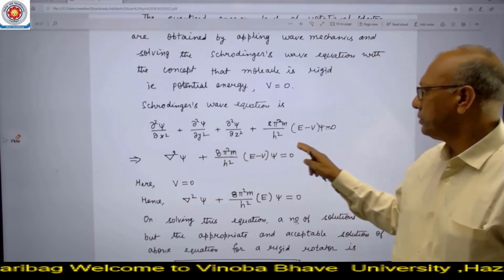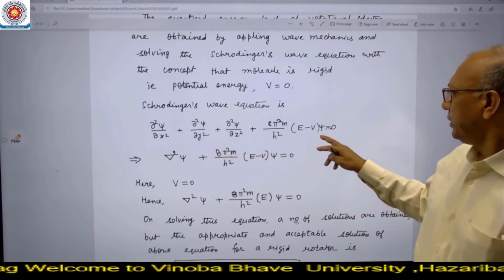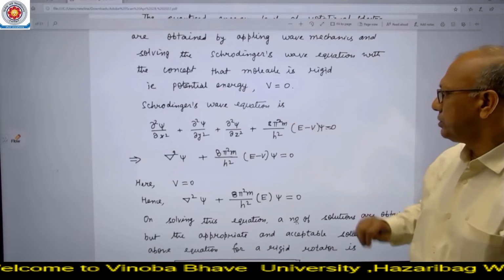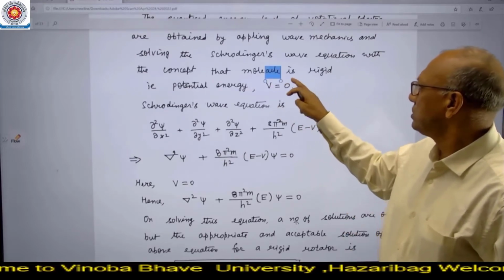This is the Schrodinger wave equation in 3 dimensions, and in this case we will put V equal to 0 because the molecule is a rigid rotator.